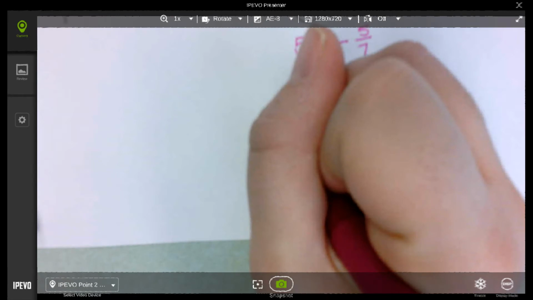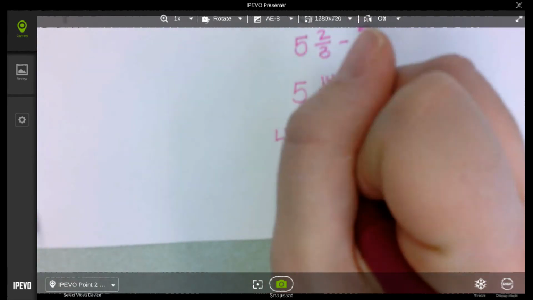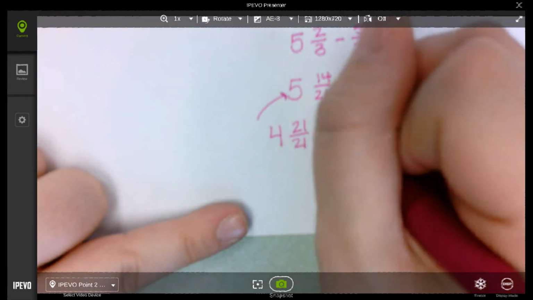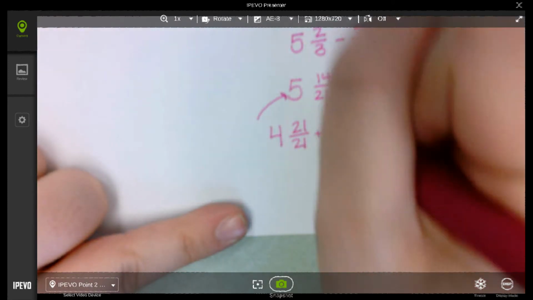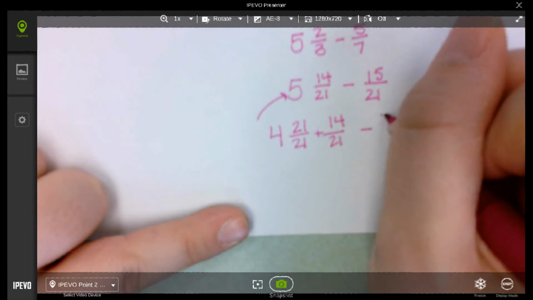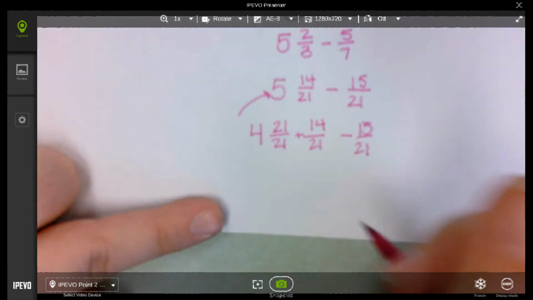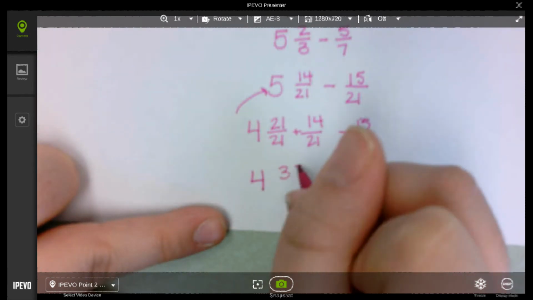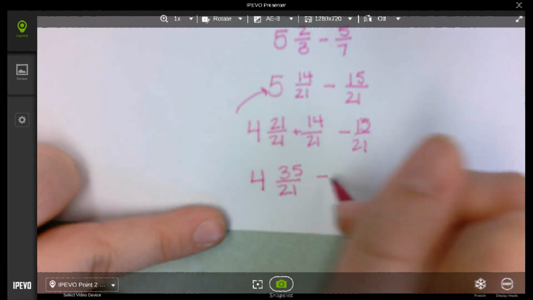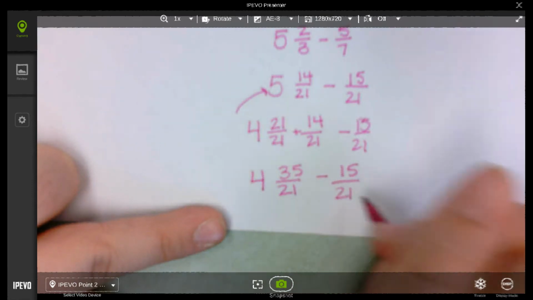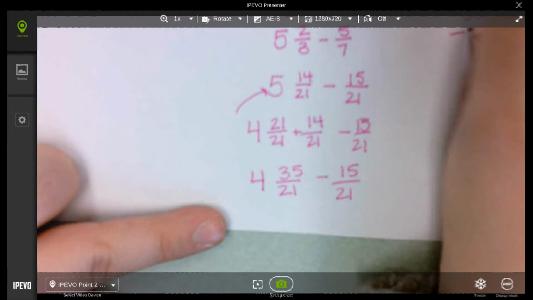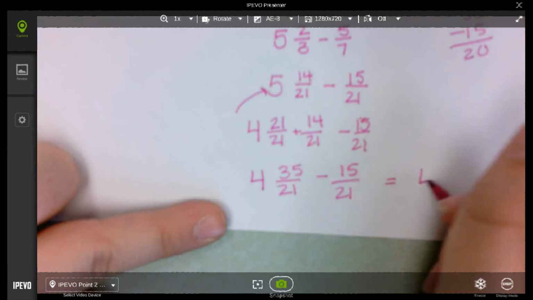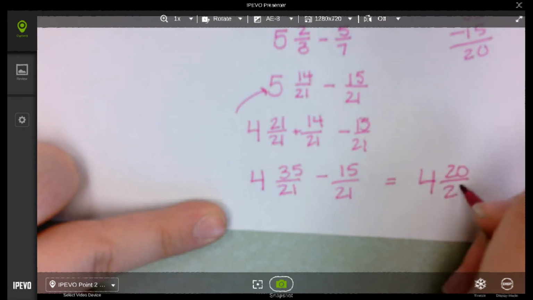So I'm going to rewrite it as 4 21/21. That's the same thing as 5 plus our 14/21. Same thing here, minus 15/21. So I'm left with 4 and 35/21 minus 15/21. 35 minus 15 is 20, and I'm left with 4 and 20/21.